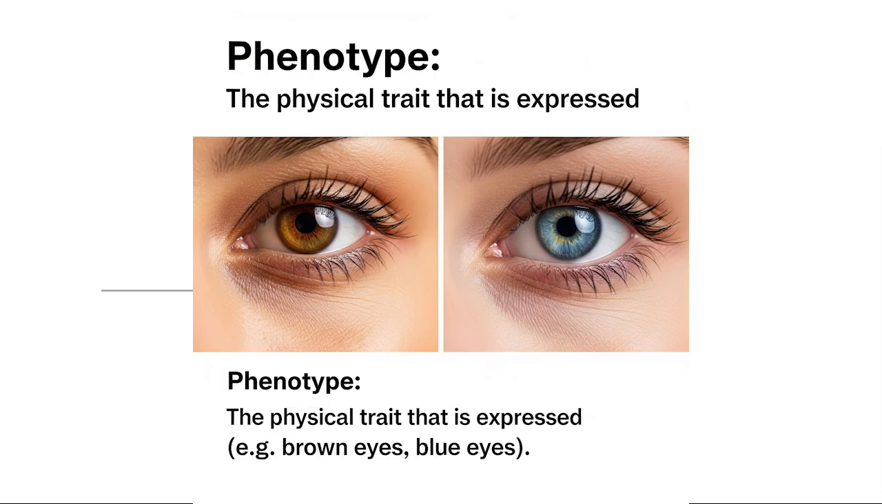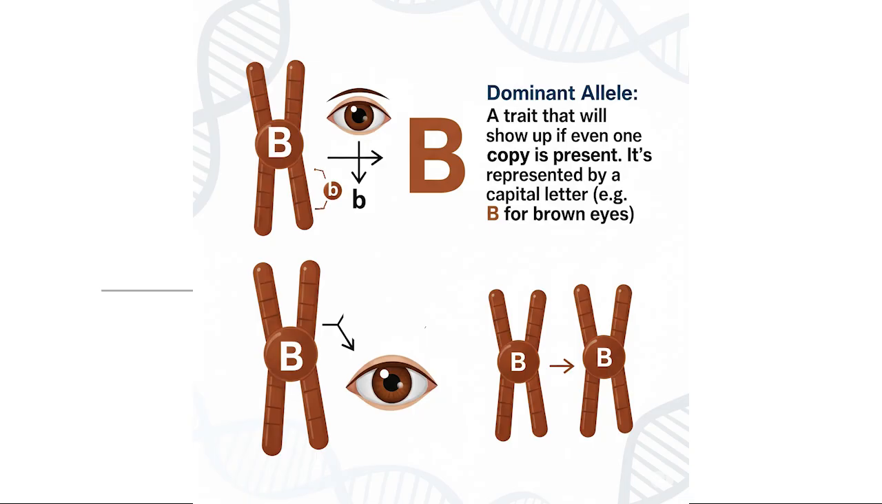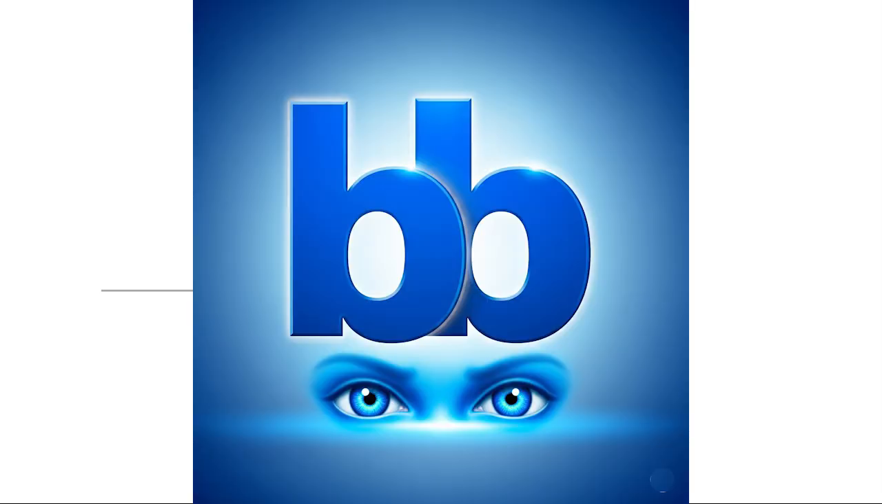We also have to understand that there is what's known as a dominant allele, which is a trait that will show up if even one copy is present. It's represented by a capital letter, e.g. uppercase B for brown eyes. Then there is the recessive allele, which is a trait that only shows up if two copies are present. It's represented by a lowercase letter, for example, the lowercase b for blue eyes.